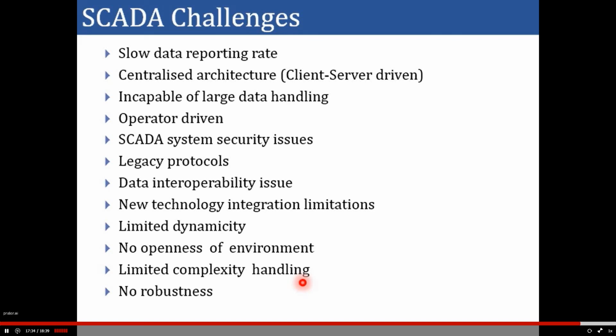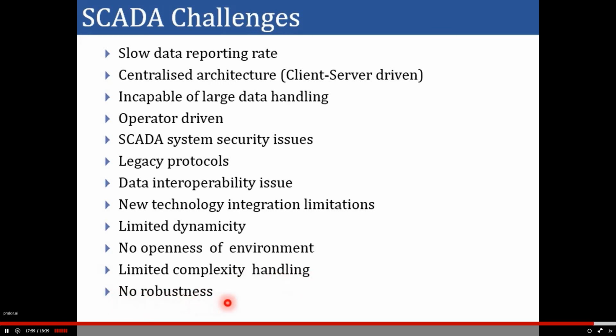Limited complexity handling. Complex processes are not basically designed in the SCADA. So if we have some complex scenario, the SCADA system will not be able to address that scenario, and then this has to be addressed by the operators manually. So this also is another limitation which we have in the SCADA system.